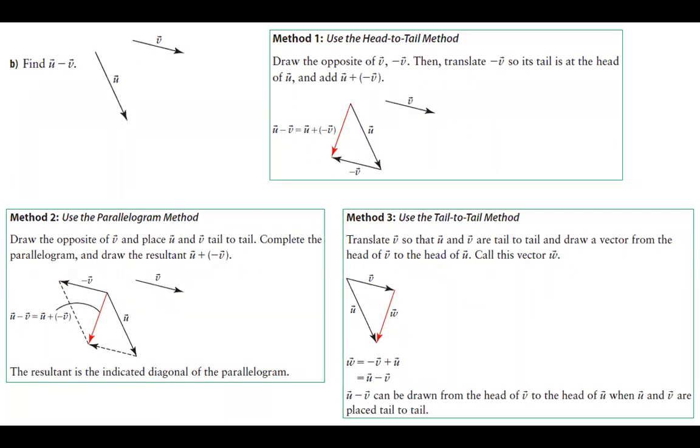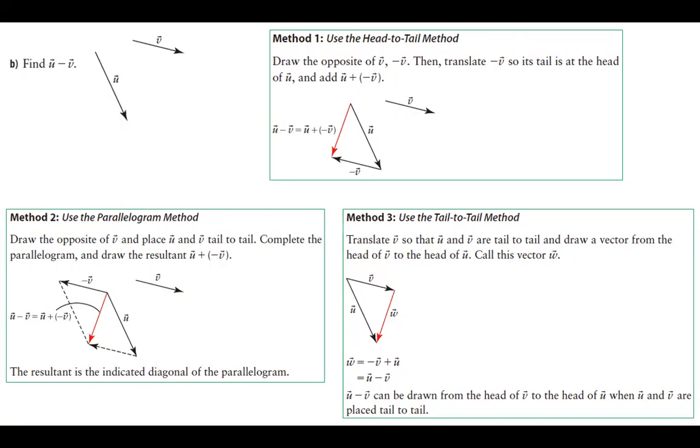In this method, we can draw the opposite of vector v, which is negative v. Then we can translate negative v so its tail is at the head of vector u. Then add u and negative v in order to find vector u minus v. The vector highlighted in red is your target vector, u minus v.